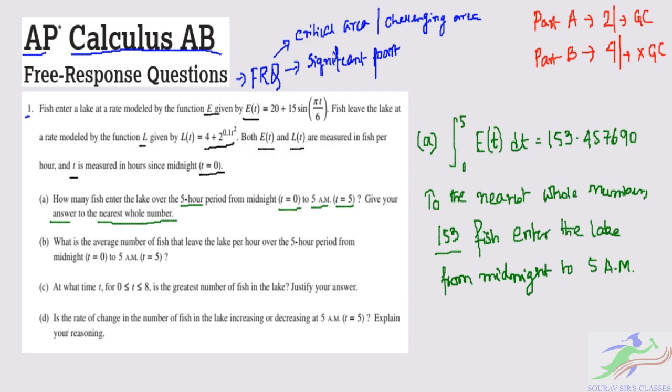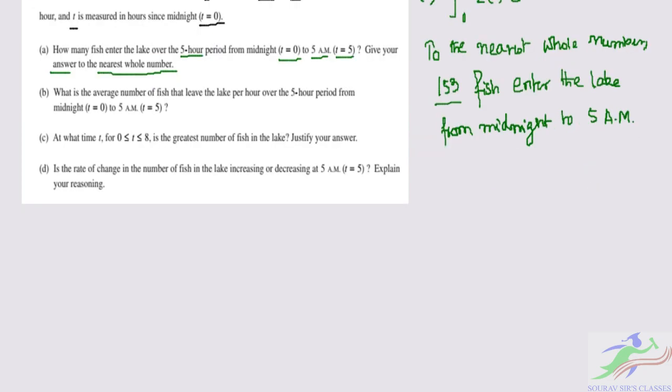Okay, let's go to part B. What is the average number of fish that leave the lake per hour over the 5-hour period from midnight, t = 0, to 5 am, t = 5? So here it is simple. For part B, we have 1/(5 - 0) times the integral from 0 to 5 of L(t) dt.